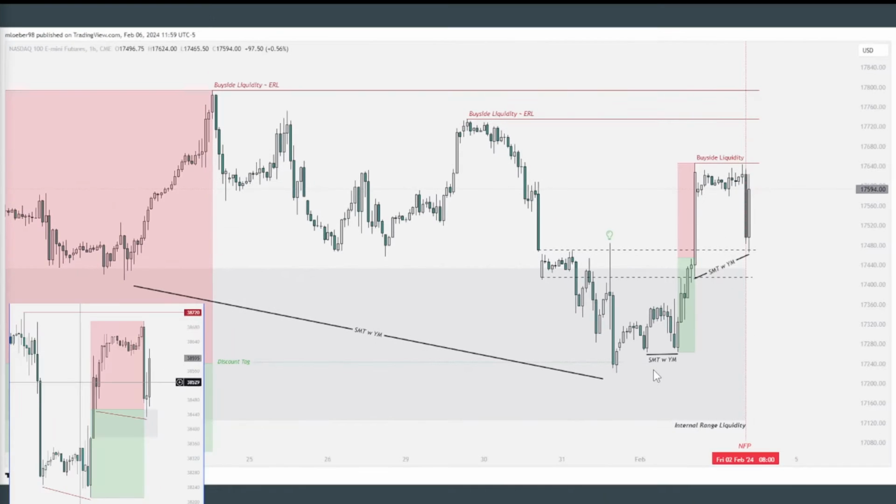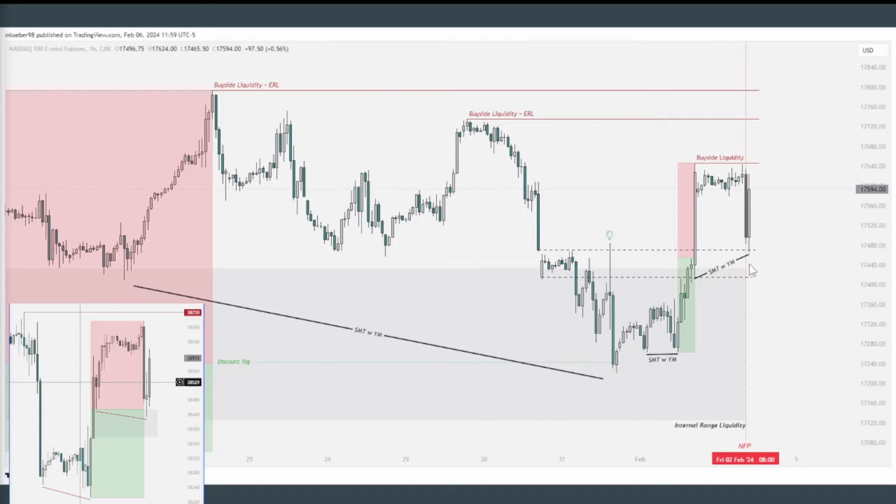Fast forwarding to our data release at 8:30, we actually had price miss discount very slightly, but we reached our daily volume imbalance, and we created SMT divergence with YM at that daily volume imbalance tag. Here's a little snippet: price tagging that hourly key level on the YM, but missing it on the discount tag for the NASDAQ.